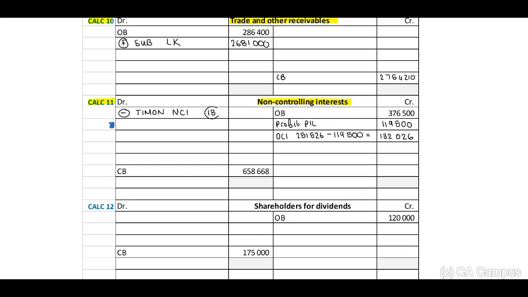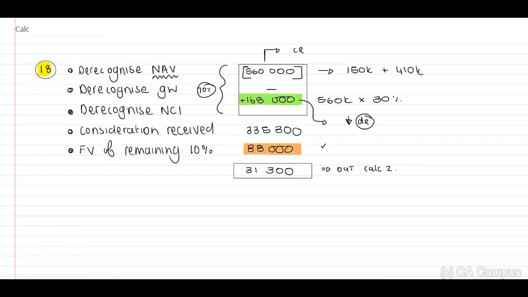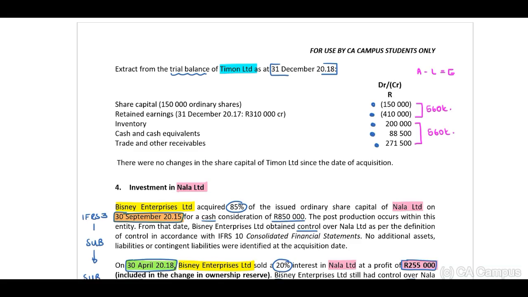Calculation 18 for your marker to follow, and this is 168,000. Right, now when we look at our calculation, we have already recognized the 88,000. We've taken out our NCI. We still have to take out our net assets. Therefore, when we refer to our scenario provided, we need to take out the inventory and we need to take out our trade and other receivables.